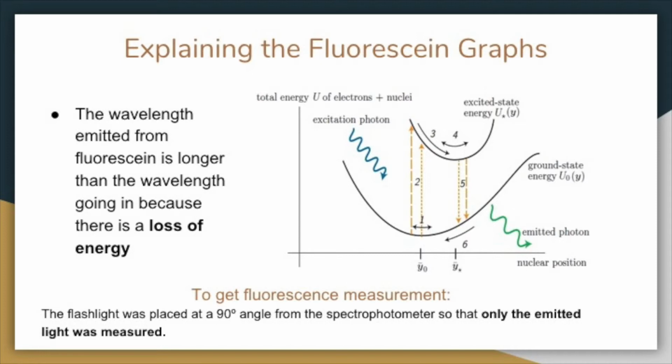In order to get a reading on the fluorescent, a flashlight was placed at a 90-degree angle from the spectrophotometer in a darkened room. This was done so that the spectrophotometer only picked up the light emitted from the fluorescent and none from outside sources. If the flashlight had been head-on, the spectrophotometer would have been measuring the wavelength of both the emitting photons and the photons that were exciting the fluorescent.